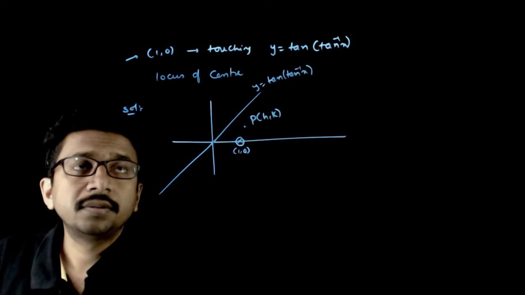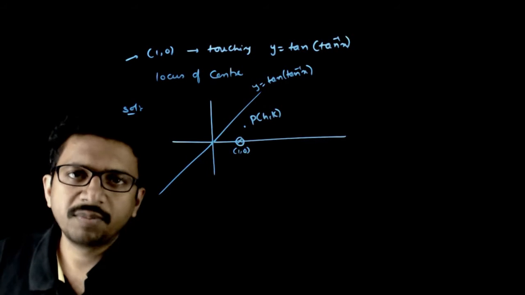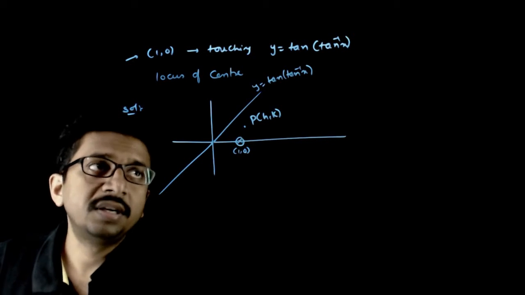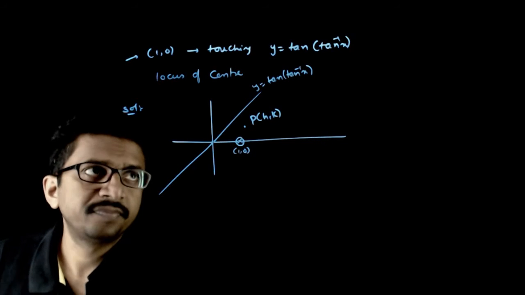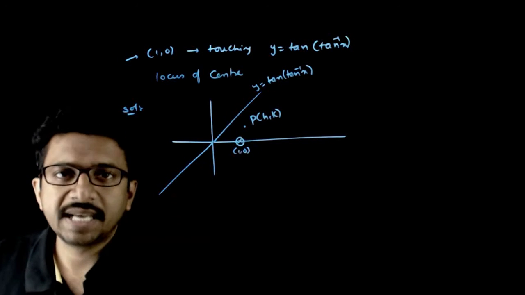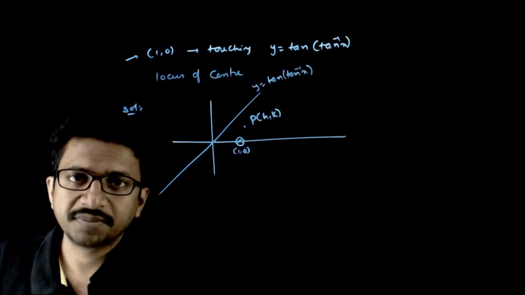So welcome students. In this question, you're given the point (1, 0) and the curve y equals tan of tan inverse x. It's nothing but y equals x, since tan and tan inverse get cancelled. So y equals tan of tan inverse x is y equals x.